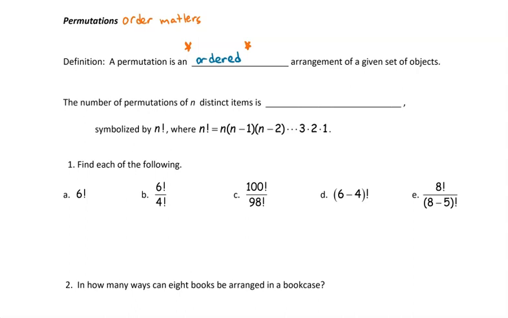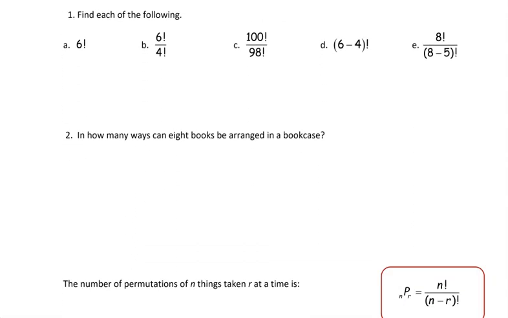The number of permutations of indistinct items is n factorial. So that is n factorial, like that. Where n factorial just means n times n minus 1 times n minus 2 all the way down until you get to 3 times 2 times 1. So you just take the number, multiply it by 1 less, multiply it by 1 less, all the way until you get to 1.